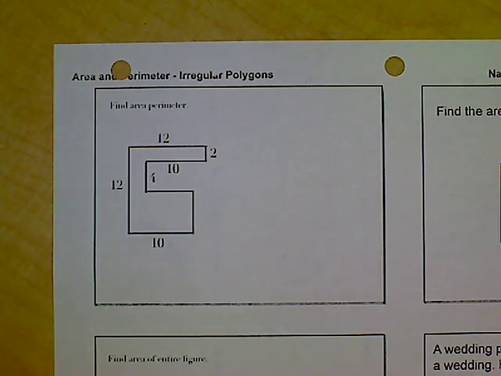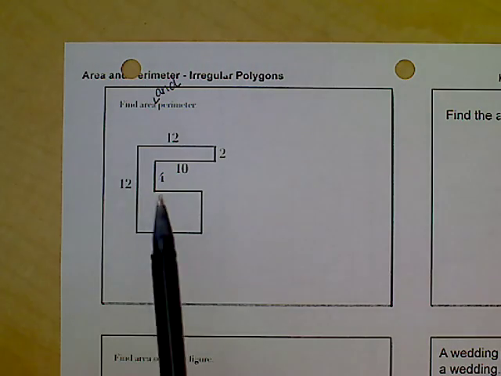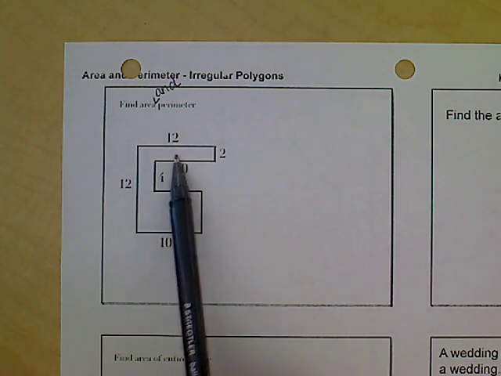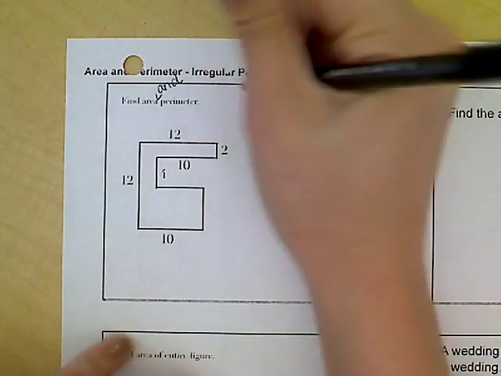So the first one, we have to find the area and the perimeter of this shape here. And you can see it's not a rectangle, it's not a square. You just have to figure out how you can use your polygons you know to figure out the area and perimeter here. So we're going to do perimeter first.